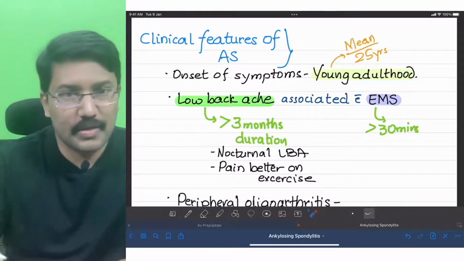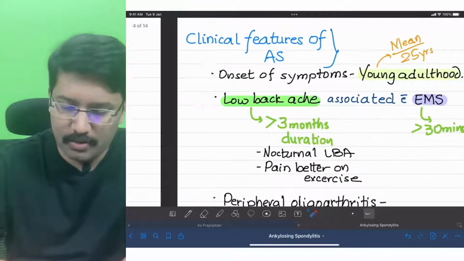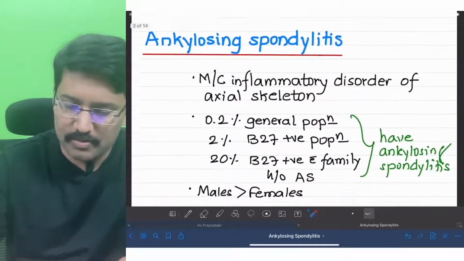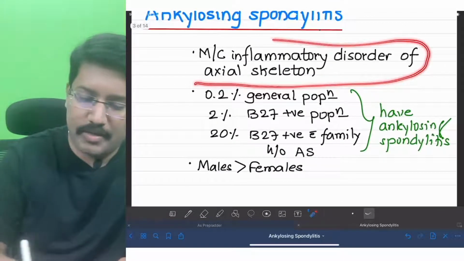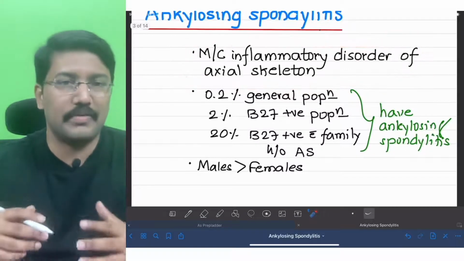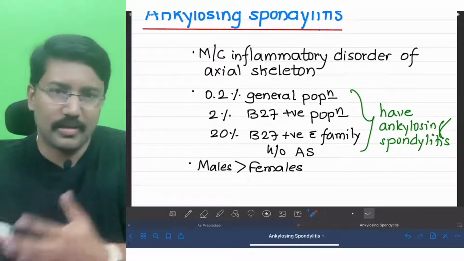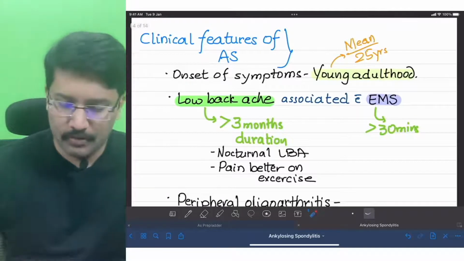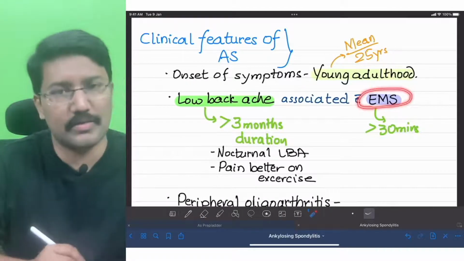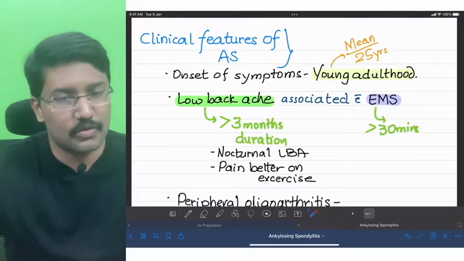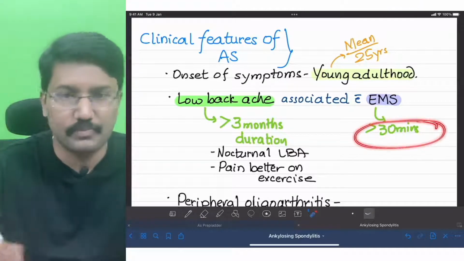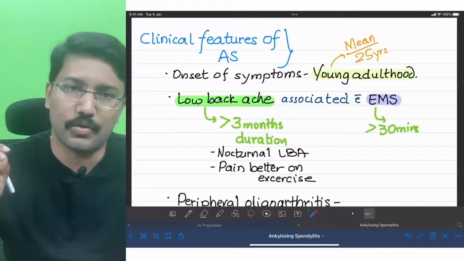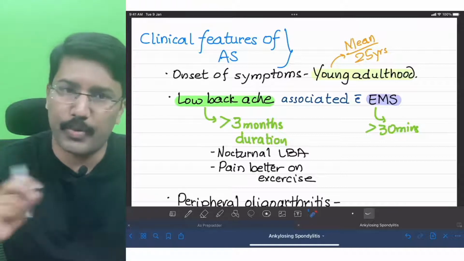And because we are talking about an inflammatory disorder, we have already made that statement. This is the most common inflammatory disorder of the axial skeleton. So whenever we have an inflammatory arthritis, we have certain characteristic clinical features associated with it, right? Patients are going to have early morning stiffness, and this early morning stiffness is going to last more than 30 minutes.